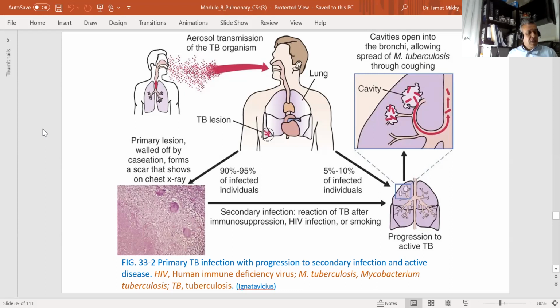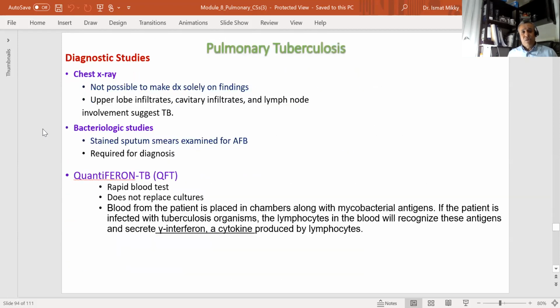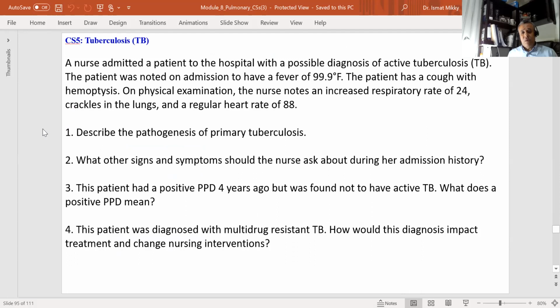Question number two: what other signs and symptoms should the nurse ask about during the admission history?